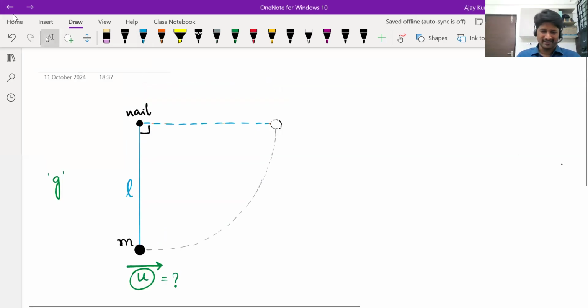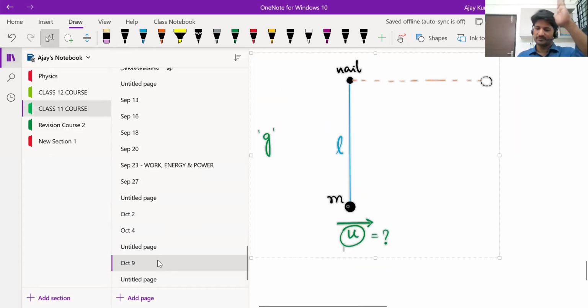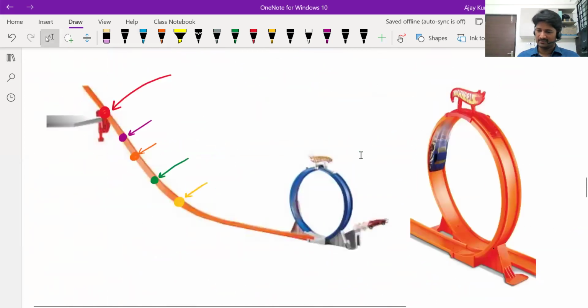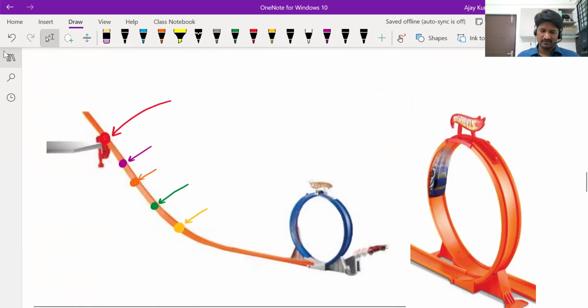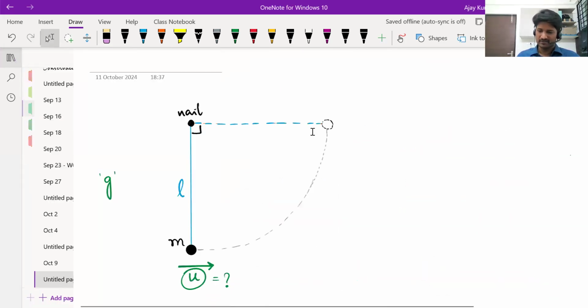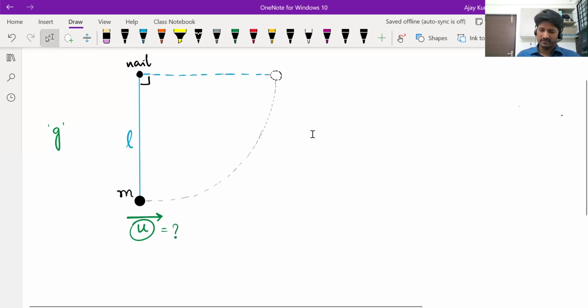Think of that Hot Wheels track case itself. As the car ascends up the slope, what will happen to its speed? Oh, sir, it slows down. When anything goes up, speed has to decrease because of gravity. Yeah, gravity is acting in the downward direction. Tension here does not do any work. We had discussed that many times. So if an object ascends, gravity does negative work, and it will make it slow down.